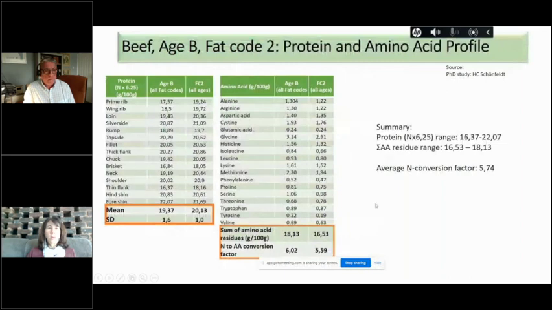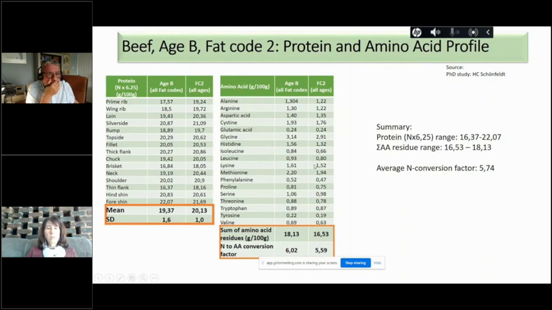Then, okay, so this was part of Hetty's PhD study. Hetty has done beef. I will present the data for the age group B, fat code 2, but she has 3 age groups and 6 fat codes in her data, and you can see there's a lot of cuts. When you use the protein for the carcass, you get a mean value of 19.37. If you look at all fat codes, age group B, and if you look at all age groups, but fat code 2, you get 20.13.